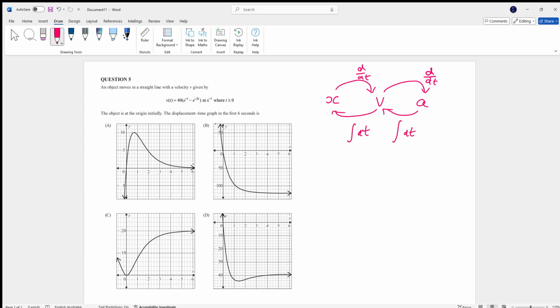So what that means is here, when we get given a velocity equation, which is this one here, 40 e^(-t) minus e^(-2t), if I want to work out the displacement, I can just integrate this and then graph it. Now, you do not have to do it like that either.